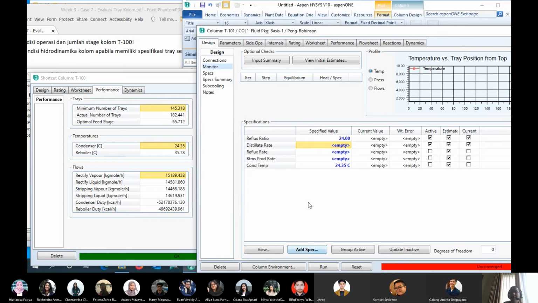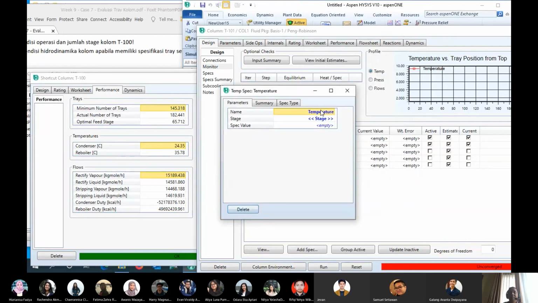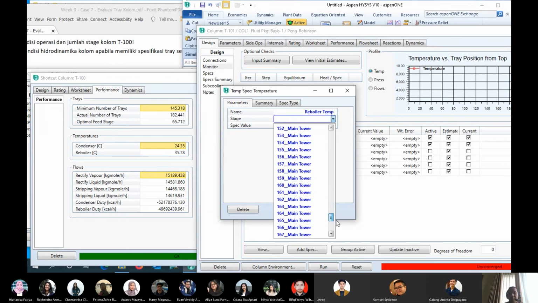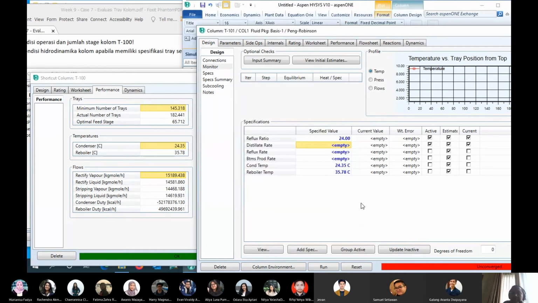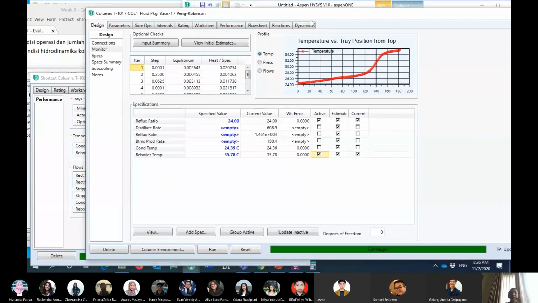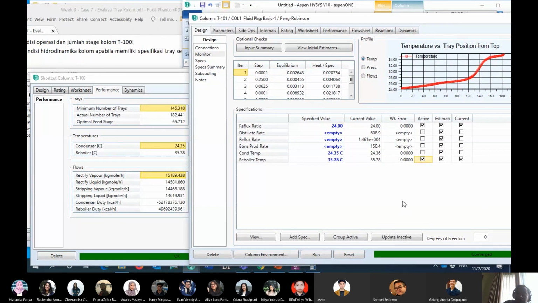Okay, and I will add again the column temperature in the bottom. Okay, reboiler temperature. Okay, it will be 35.78. Okay, so I will change this one into this one. Okay, it converges directly. Okay, and then what I have to do?